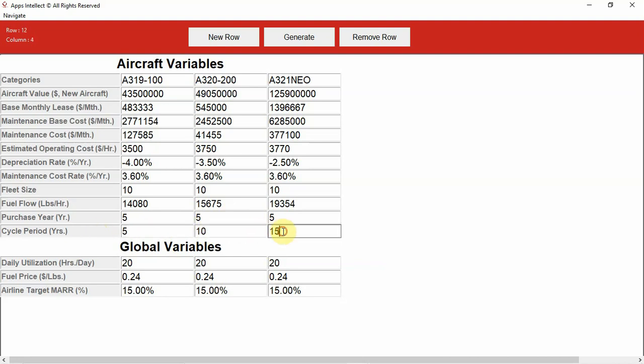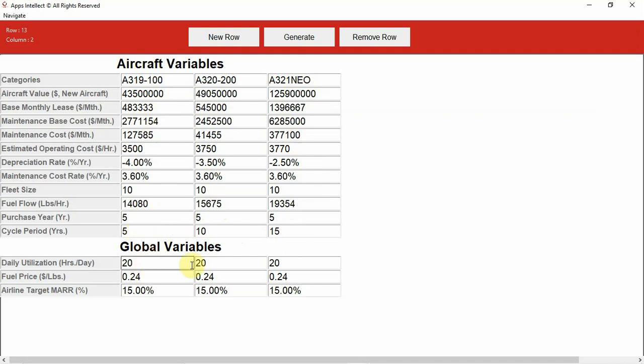Cycle periods are based on the operating performance of the particular aircraft fleet type. So for A319 it's 5 years, and then A320 200 is 10 years, and A321 Neo has 15 years of cycle period, because the A321 Neo's operating performance is much better than the other two.